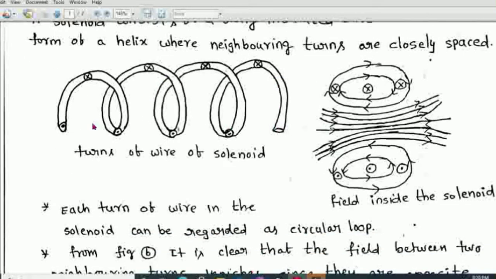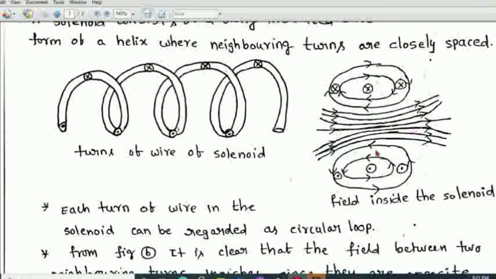Now each turn of wire in the solenoid can be considered as a circular loop. Whenever current flows through the solenoid, the total magnetic field is equal to the vector sum of the magnetic fields produced by the individual turns.